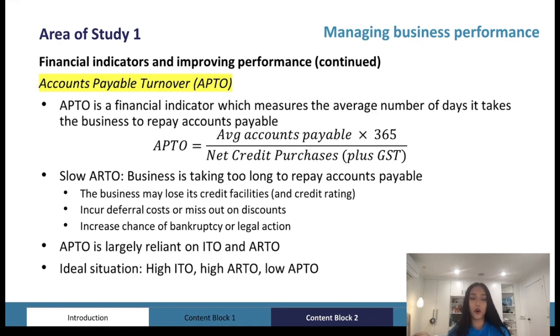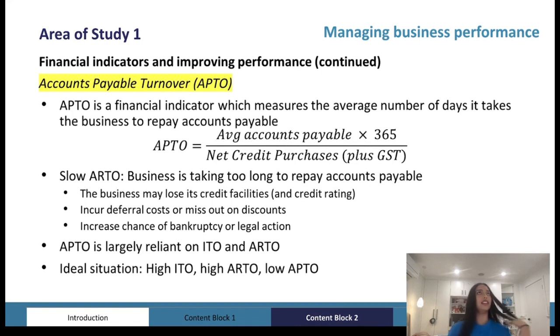So it's really important that both your accounts receivable turnover and your accounts payable turnover isn't slow. And a lot of the time, when your accounts receivable turnover is slow, it results in your accounts payable turnover also being slow. So the ideal situation is to have a high inventory turnover, a high accounts receivable turnover, and a low accounts payable turnover, but not too low.